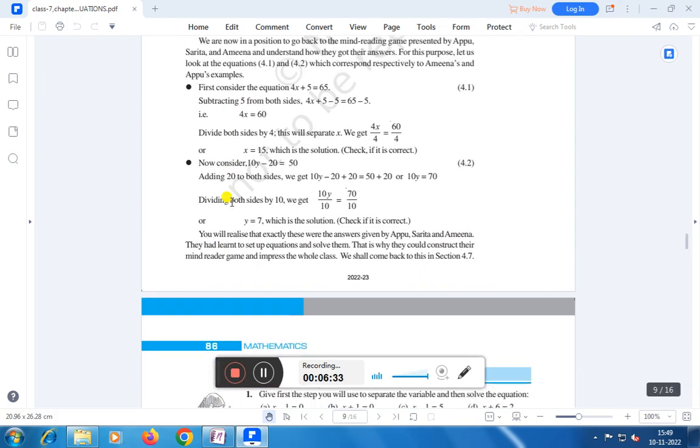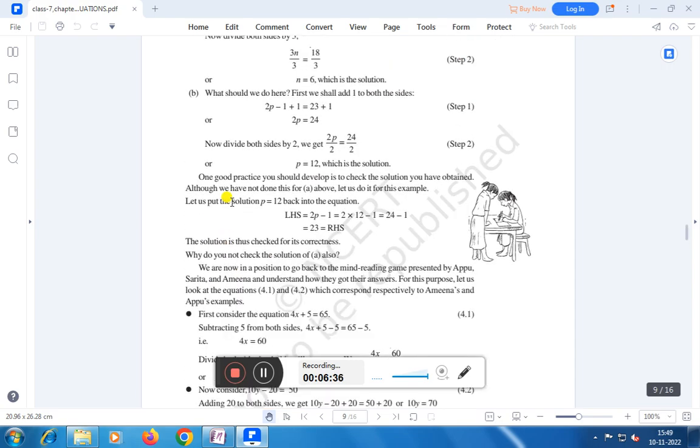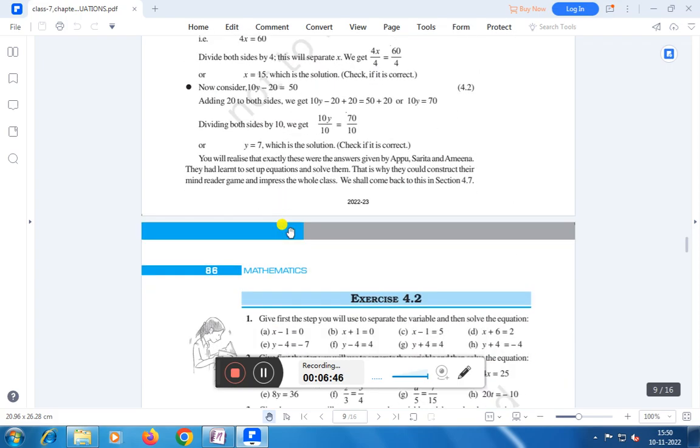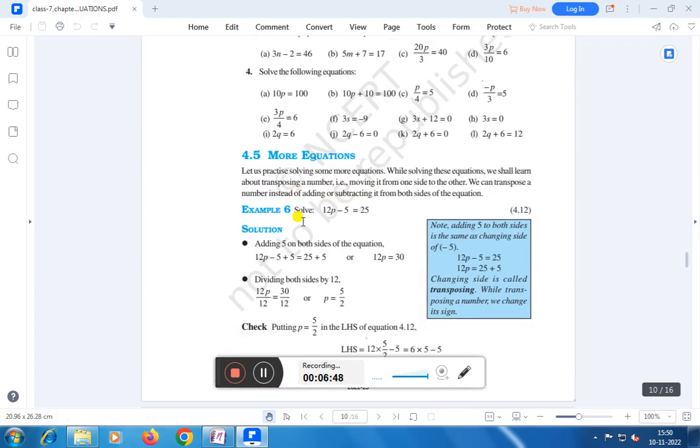That means in an equation, we can add the same number, we can subtract the same number, we can multiply by the same number, and we can divide by the same number. Even then the equality holds for the equation, right? Next are some more examples.